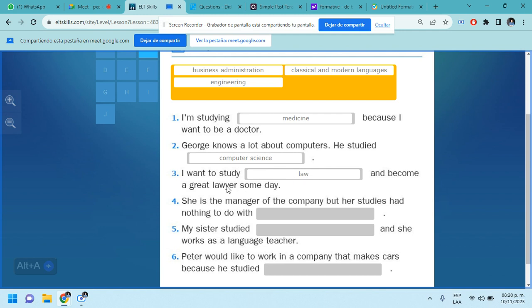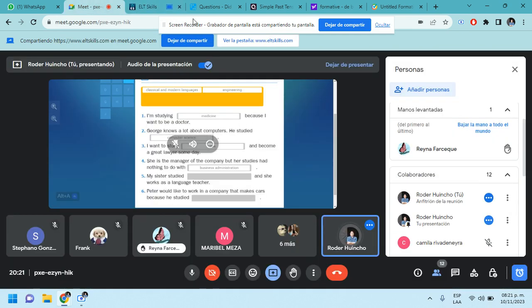You see, this is law, this is lawyer. Law, lawyer. Okay, lawyer means abogado. So, law, lawyer. Yeah, that's good. Thank you. Stefano, please, four. Not exactly. Yeah. That is the correct one, because the other two words we are going to use in number five and six. Okay, continue, please.